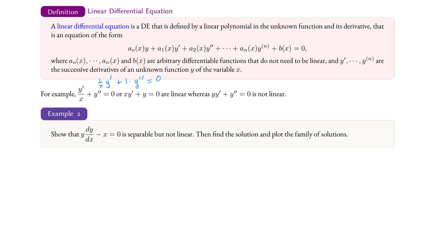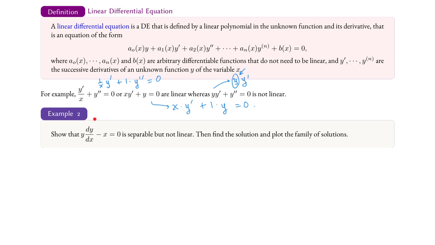Or x y prime plus y equal to 0, we can express this as the function x times y prime plus another function 1 times y equals 0. But y prime plus y double prime equal to 0 is not a linear differential equation because we have a function times y prime, but this function is not in terms of x, so this is not linear.